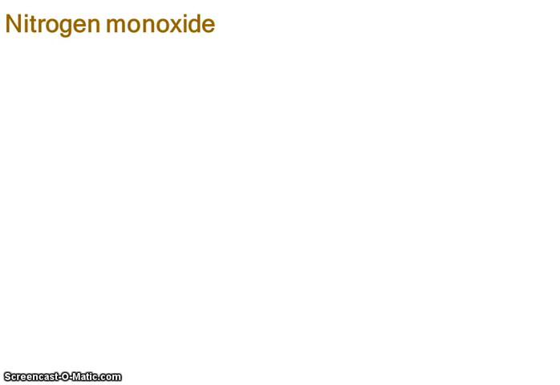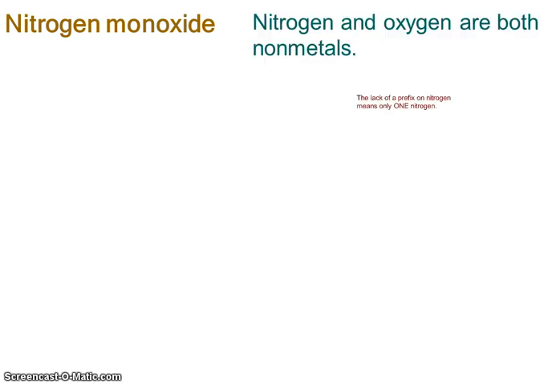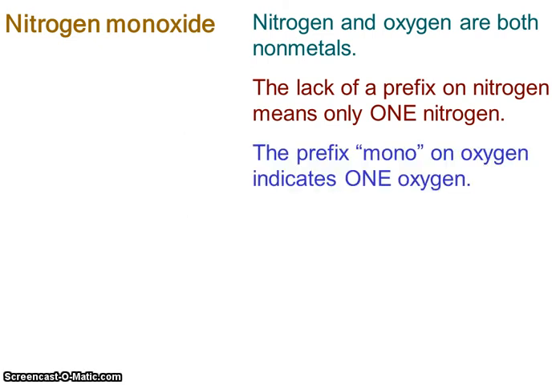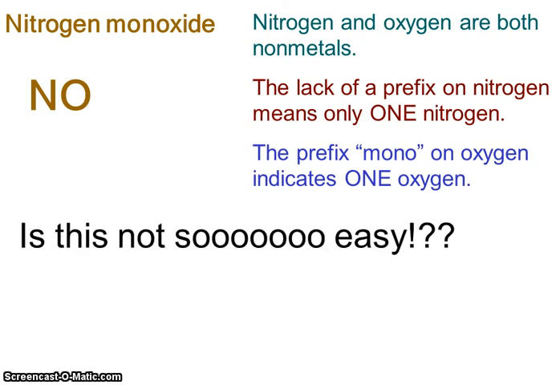Nitrogen monoxide, following the same reasoning. Nitrogen has no prefix, and so that means there must only be one. Mono means one for oxygen, and so nitrogen monoxide is NO. That is really, really simple. This is the one that you should do the best on. It's not complicated. Don't make it that way.